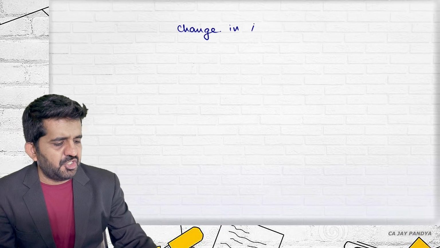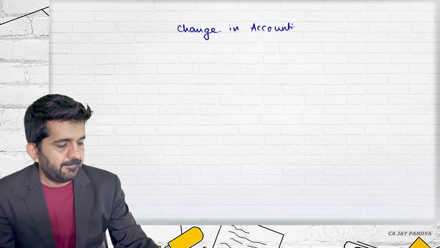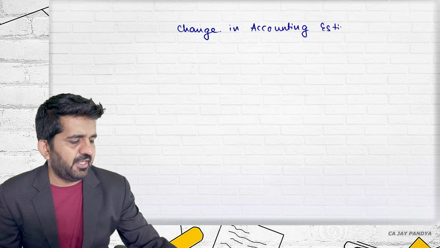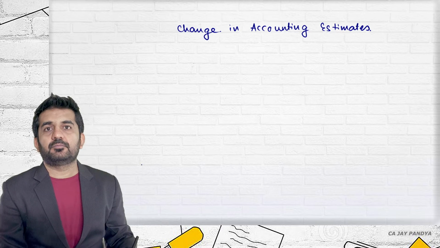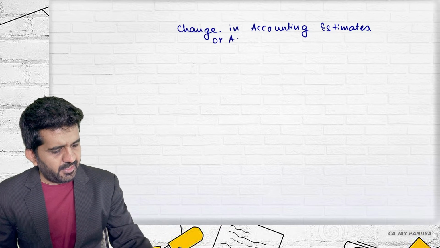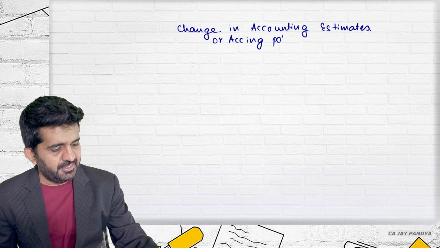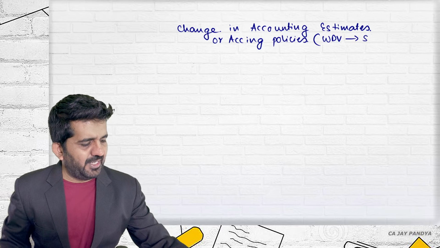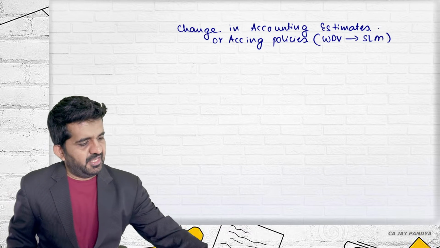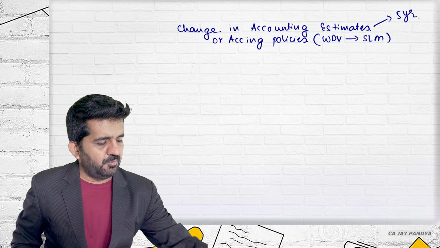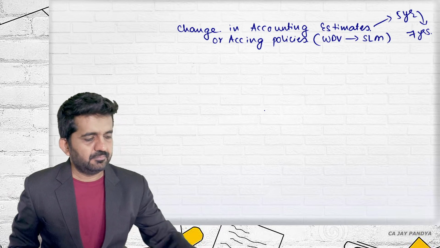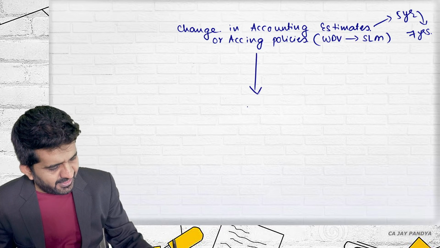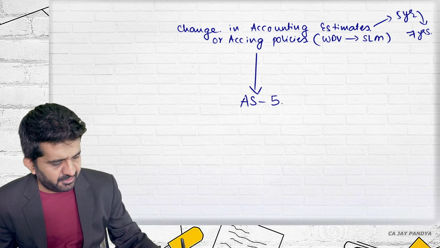We are going to, if there is a change in accounting estimates or accounting policy. Say WDV is converted into SLM, that is policy. Estimates: 5 years is converted into 7 years. Both are dealt in by accounting standard 5.